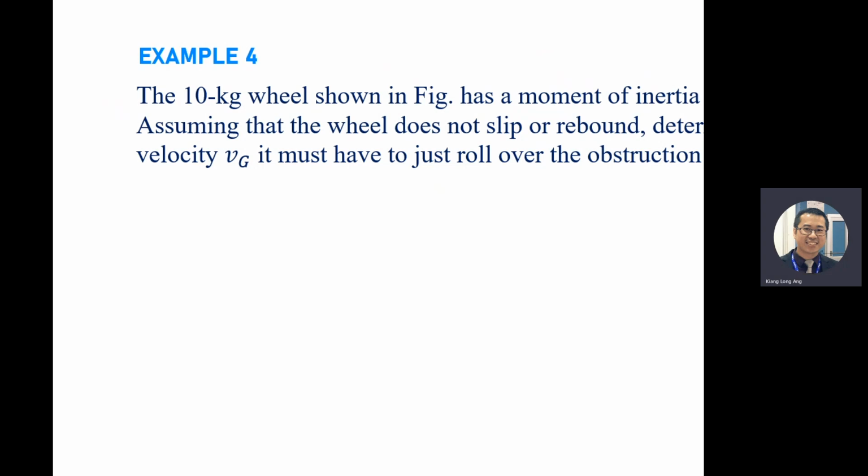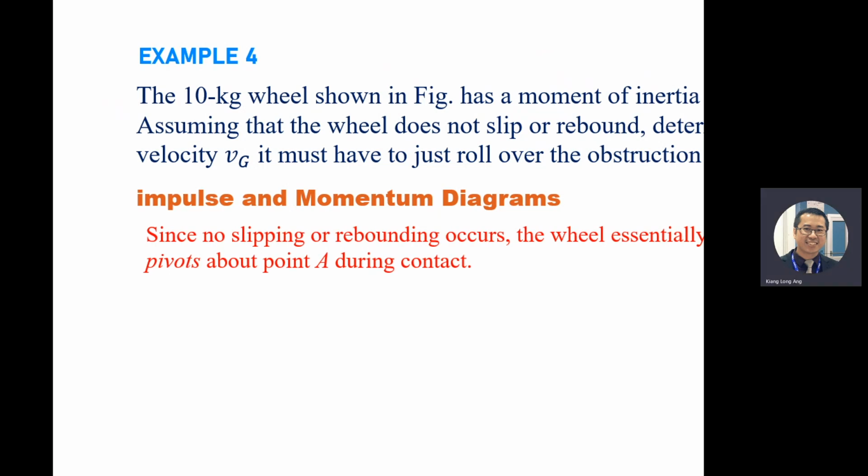Vg means the velocity here. It must have just enough to roll over the obstruction at A. So you need to do some calculation so that this object can go over the obstacle at A. You use impulse and momentum because it knocks into something and then bounces off. Since there is no slipping, it will pivot about point A during the contact.